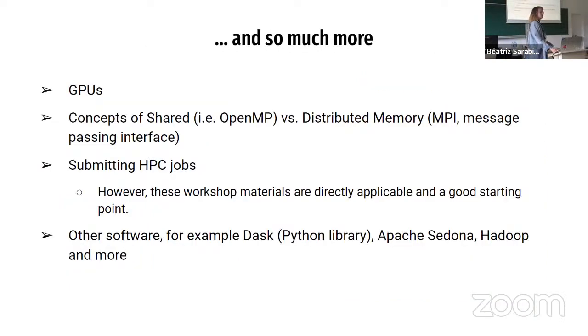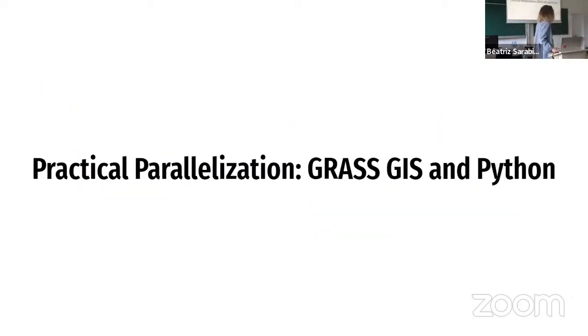Okay, and that's all for the vocabulary and key concepts so far, but there's so much more out there. We don't cover GPUs today or OpenMP, distributed memory, which I was talking about earlier, like Message Passing Interface, and how to submit HPC jobs, but the materials in this are directly applicable to that. So this will get you started. And then we're only using Python, Bash, and GRASS today, and there's so many other things out there for parallelization like Dask, Apache Sedona, Hadoop, and more, but we won't get there today.